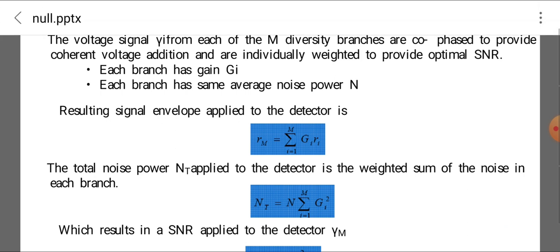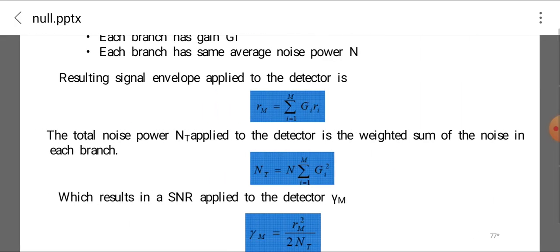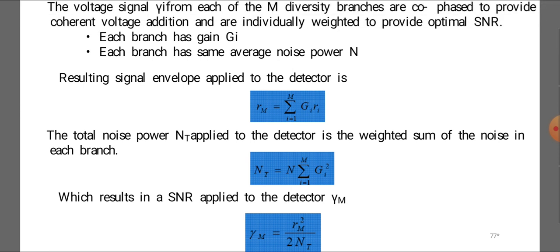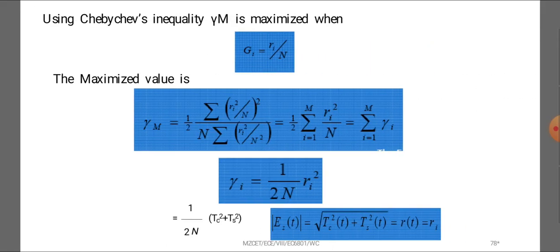The total noise power Nt applied to the detector is the weighted sum of the noise in each branch. Each branch is multiplied with the same noise power N, which is given by N into summation of Gi squared. Then the signal to noise ratio applied to the detector, gamma M, is given by Rm squared divided by 2 into Nt. This gamma M is maximum when Gi is equal to Ri by N.